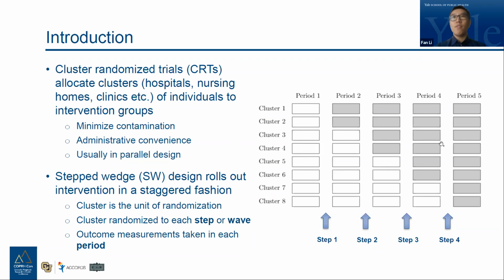On the right-hand side of this figure, we are presenting a standard stepped-wedge design with 8 clusters over 5 periods, where all the clusters start from the control condition, and then 2 clusters will be randomly selected in the following period to transition from control to intervention. And each of the time point where a transition happens is called a step or a wave, and the outcome measurements are taken in each period for each cluster in this design.